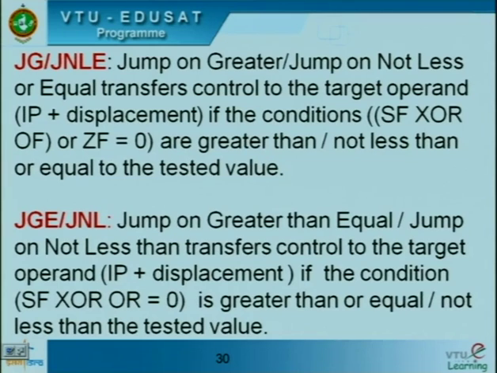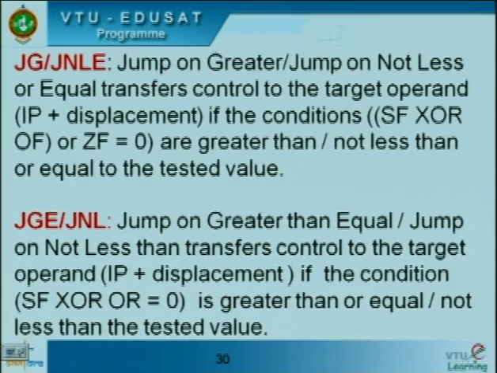by adding the displacement to the instruction pointer if the condition sign flag exclusively ORed with overflow flag, or zero flag, is equal to 0. Greater than or less than or equal to is to be stated value. So, this is a way in which the signed number is also taken into consideration when you are talking about these 4 jump instructions.